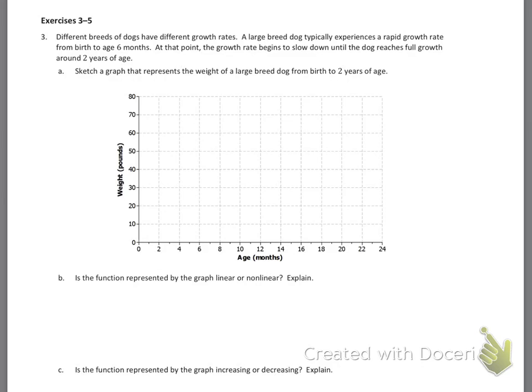Okay, now we're going to try to sketch some graphs based on a description. So let's look at exercise 3. Different breeds of dogs have different growth rates. A large breed dog typically experiences a rapid growth rate from birth to 6 months. At that point, the growth rate begins to slow down until the dog reaches full growth around 2 years of age. Sketch a graph that represents the weight of a large breed dog from birth to 2 years. And so then we're going to be asked, is it linear or nonlinear? And then is the graph increasing or decreasing? So let's think this through. It would be really good if you would try to graph it on your own first and then come back. So why don't you pause and see what kind of graph you could sketch out.